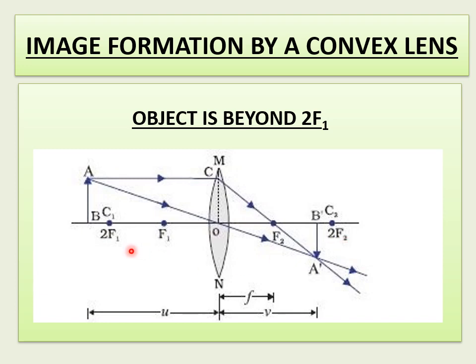Now, what is the size here? If you see, this is AB, size of the object. If you see, size of the image is diminished. I hope you have understood.